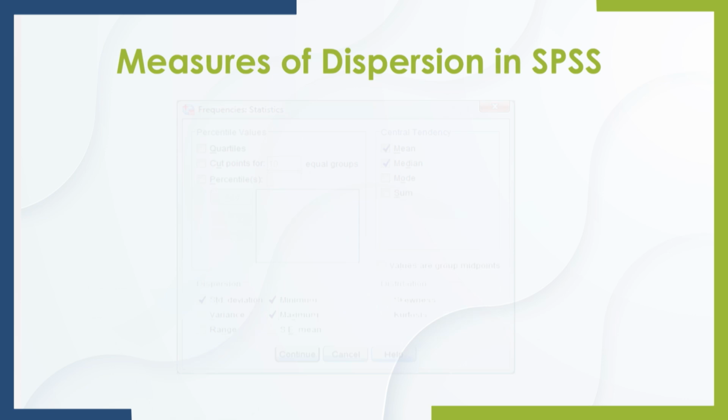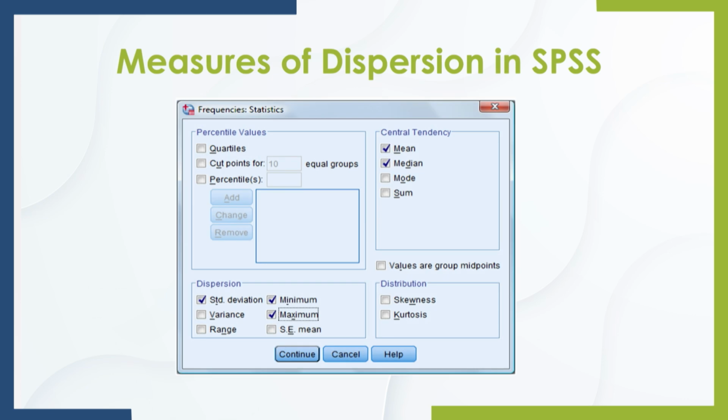Let us see measures of dispersion in SPSS. From the frequencies dialog, we can get the dispersion options, measures like standard deviation, variance, range, minimum, maximum and standard error of the mean. You then click continue, and you will get all the measures of dispersion values in the SPSS output box.